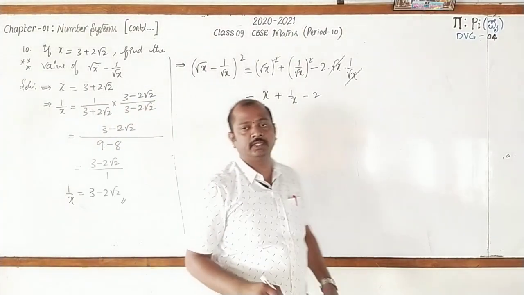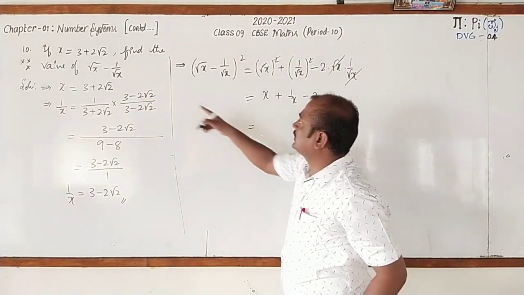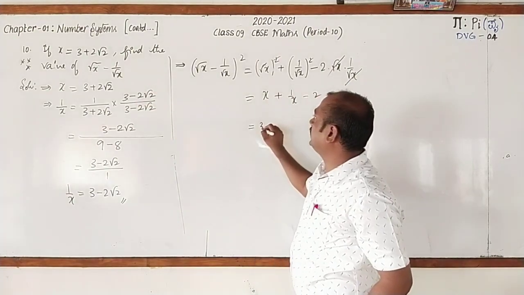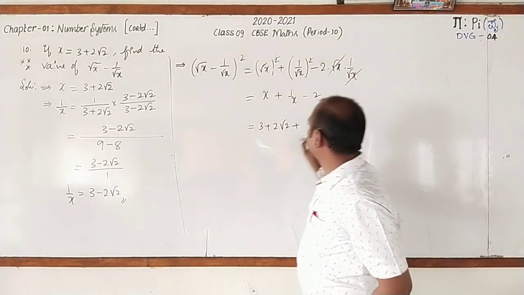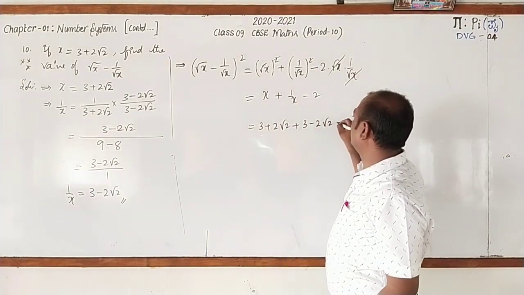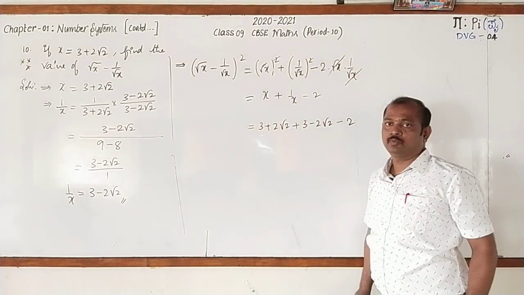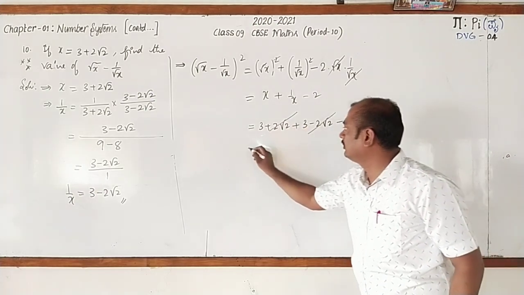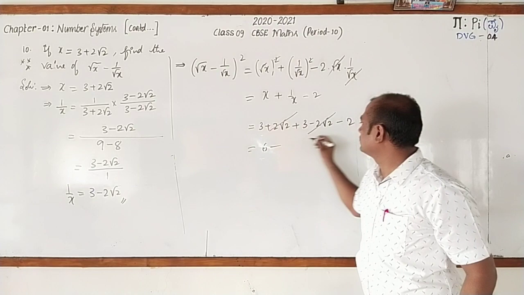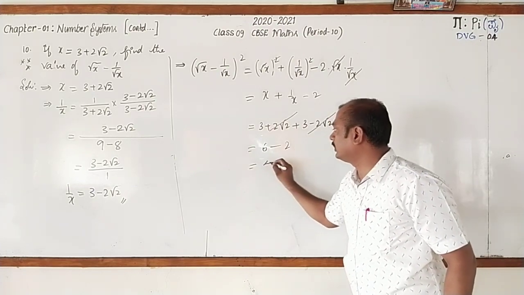Let me substitute that here. It is equal to, what is x? It is 3 plus 2 root 2. 1 by x, it is 3 minus 2 root 2 minus 2. Now, minus 2 root 2 plus 2 root 2 get cancelled. What is 3 plus 3? 6 minus 2. It is equal to 4.